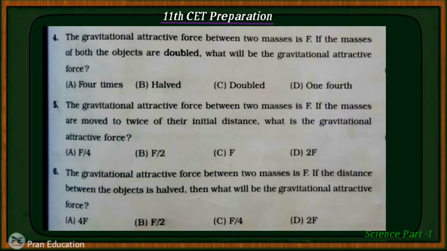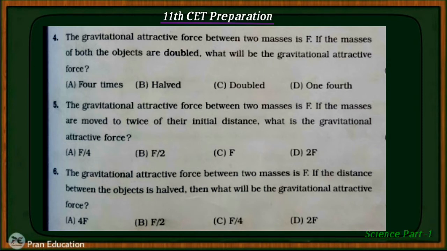Fourth, the gravitational attraction force between two masses is F. If the masses of both the objects are doubled, what will be the gravitational attractive force? Options: A, 4 times; B, halved; C, doubled; and D, 1/4. The correct option is option A, 4 times.